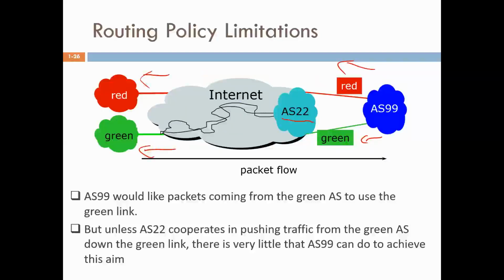But how would Autonomous System 99 in this case enforce that the red traffic goes over the red link and the green traffic goes over the green link? By itself, Autonomous System 99 would have no control over that because it would depend on what Autonomous System 22 accepts. If Autonomous System 22 accepts that the red traffic will be forwarded over the red link and the green traffic will be forwarded over the green link, then this will be successful. If Autonomous System 22 doesn't care, then Autonomous System 99 has no way of enforcing how the traffic is received.